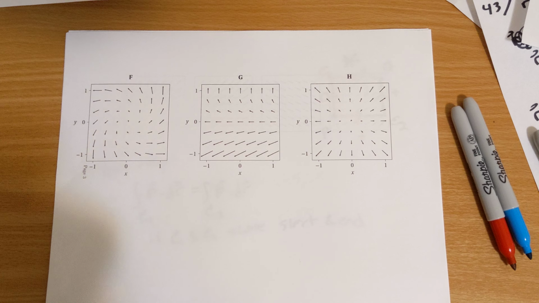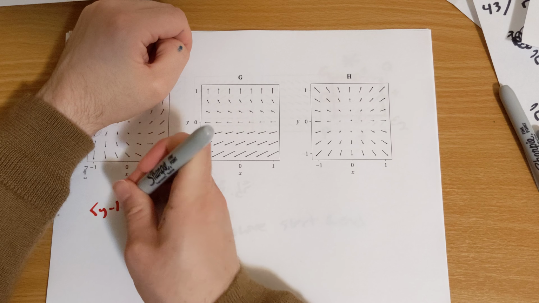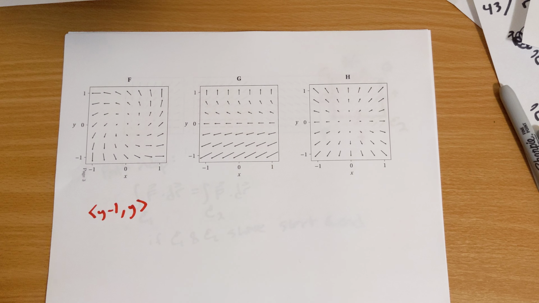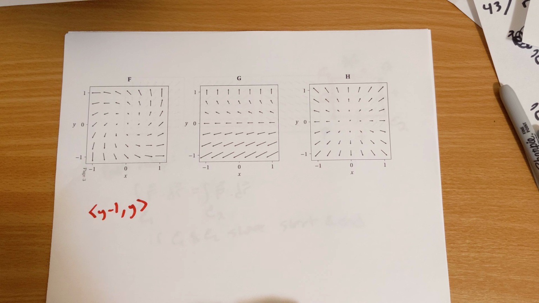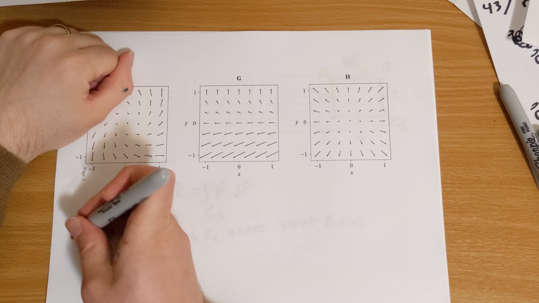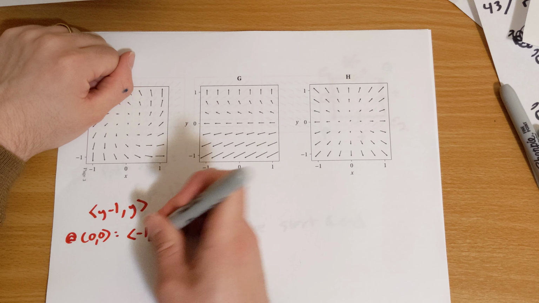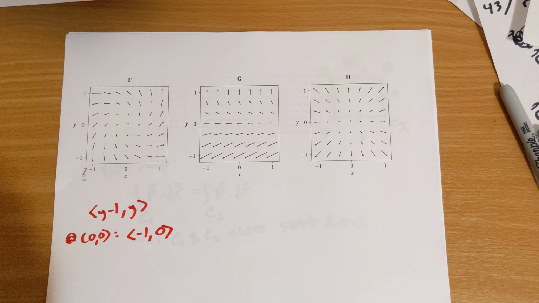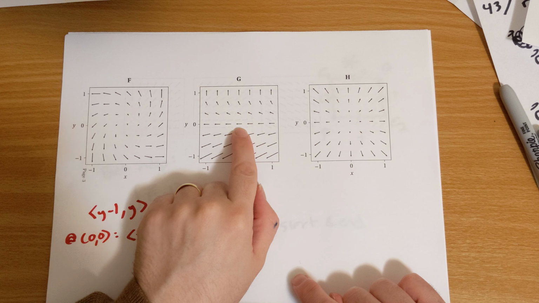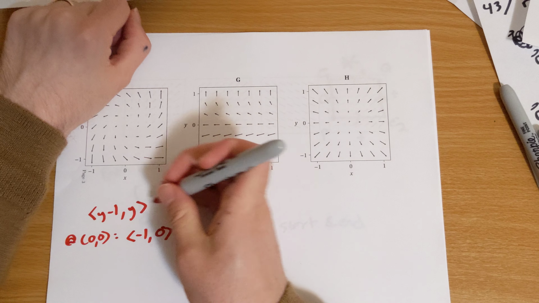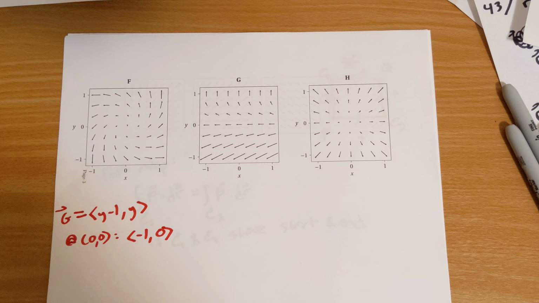For the first one, which vector field has formula (y minus 1, y)? Well, we could just do test points here. For example, at the origin, this vector would be (minus 1, 0). So straight to the left. This isn't straight to the left. That is straight to the left. This isn't straight to the left. And so I'm pretty confident that we can say G is this vector field.